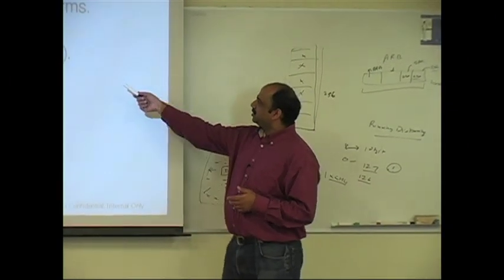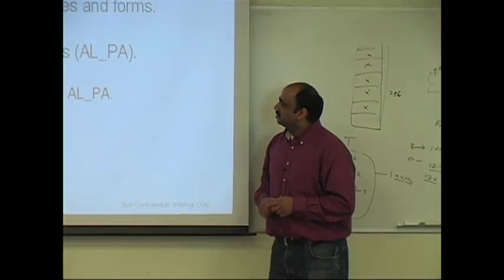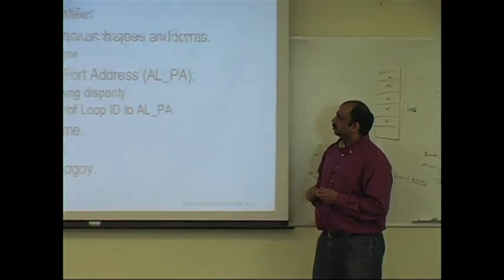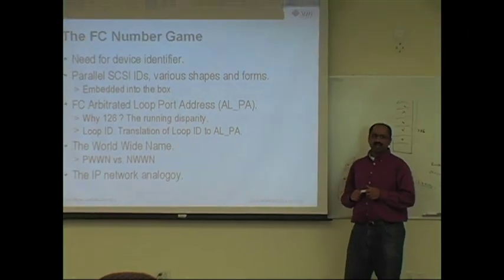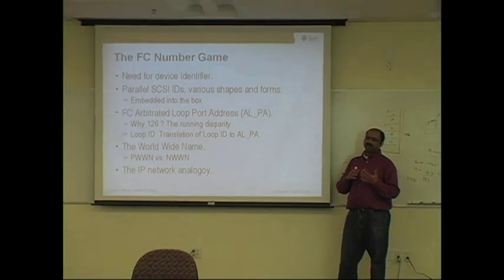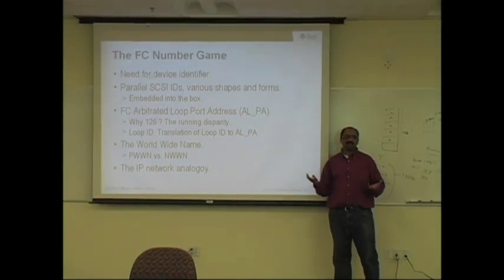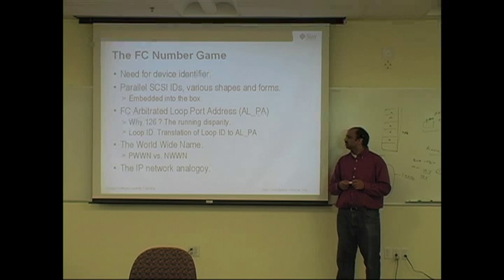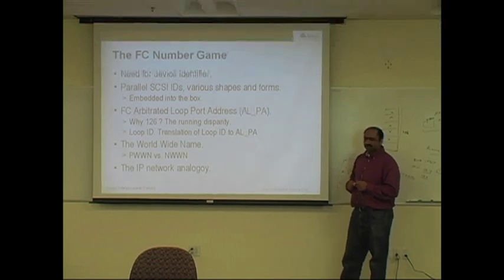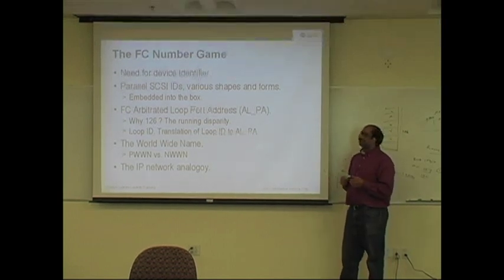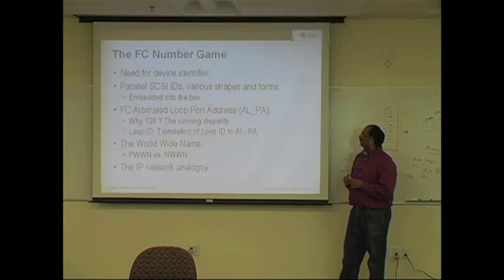So that's the Fibre Channel loop ID and alpha. There's another number which is very commonly used, the worldwide name. As I described, you can relate it to networking. It's basically like the MAC address on the Ethernet card. It's a 64-bit number, which is uniquely identified and assigned to every Fibre Channel device.